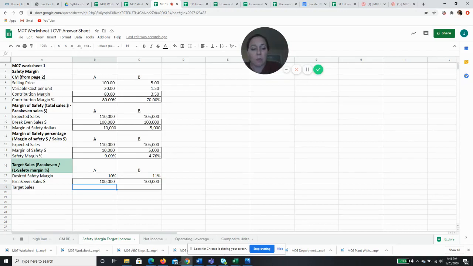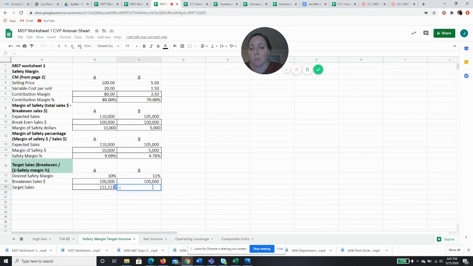So this is going to be target sales equals break even divided by 1 minus our desired safety margin. In this case, $111,111. So for me to sleep at night, we need to make our sales forecast be $111,111.